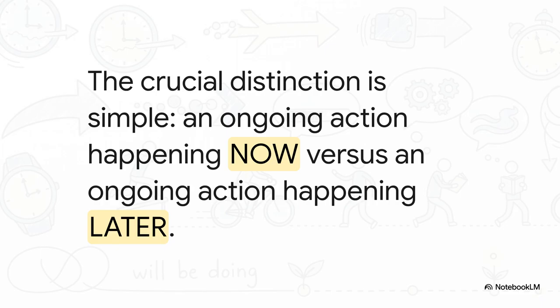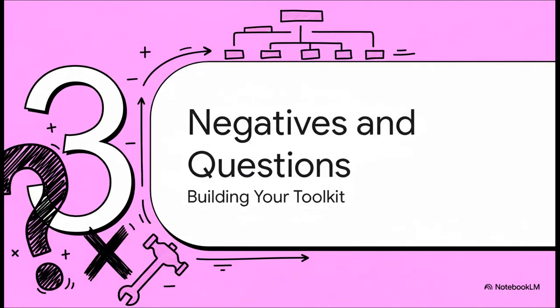Yeah, it really all just boils down to one simple thing. Is it happening now or is it happening later? That's the whole game. The logic is identical to the present continuous. You're just time traveling with it. Okay, so we've got the what and the why covered. Now for the fun part, the how. I mean, to really own this thing, you need to know how to make negatives and ask questions with it, right? So let's build up that toolkit. And trust me, it's super easy.